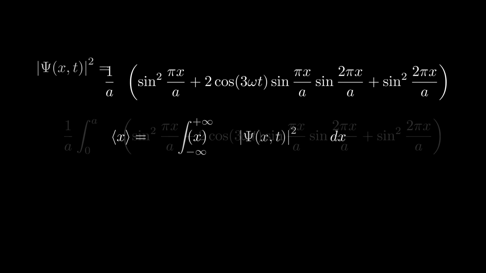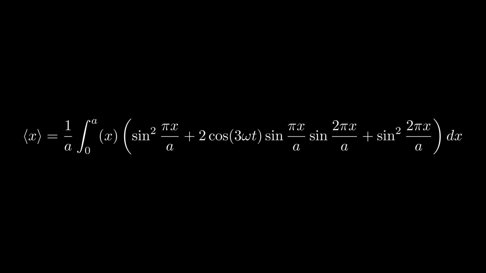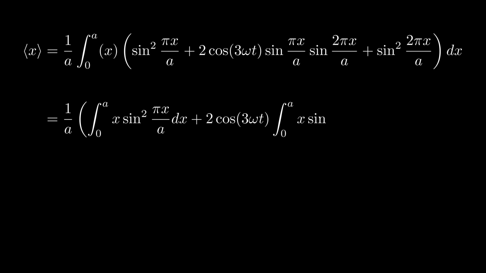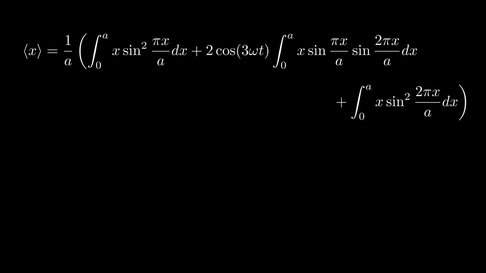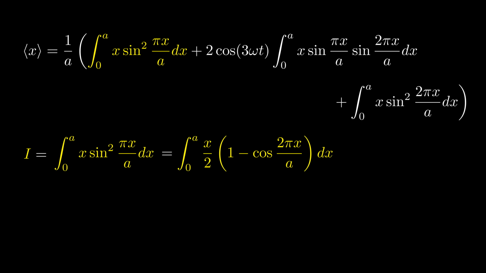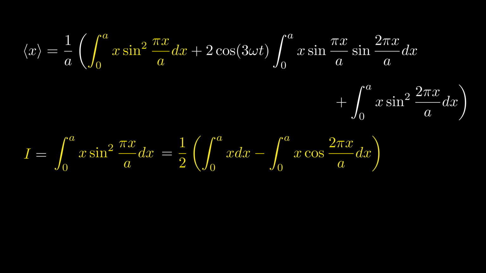Now, we substitute this expression into the integral for the expectation value of the position, and the result can be split into 3 separate integrals. We now solve these integrals step by step. Let's start with the first integral. To simplify this integral, we'll use the trigonometric identity for the sine squared term. Now we've broken the integral into 2 separate terms.